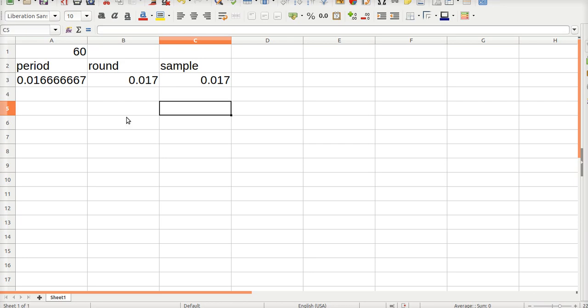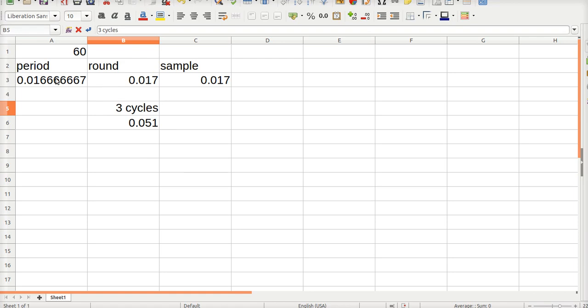Now I want 3 cycles. So one period is 0.017. What is 3 of them? So this is 1 cycle. I want 3, so I need 0.051. And that would be 3 cycles, and all I did was multiply. If I wanted 4 cycles, it would be 4 times this number. If I wanted 5 cycles, it would be 5 times that number.